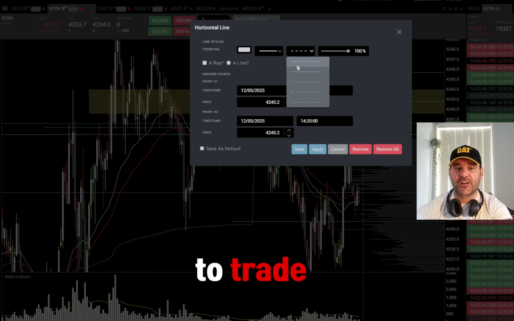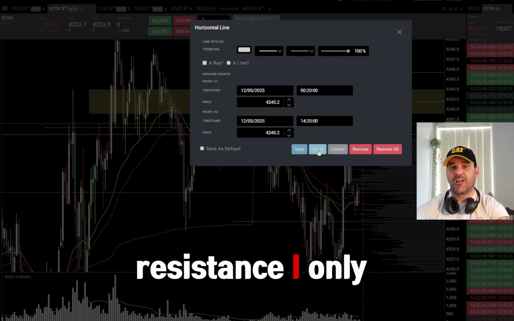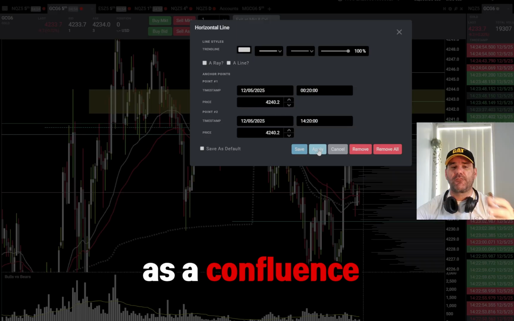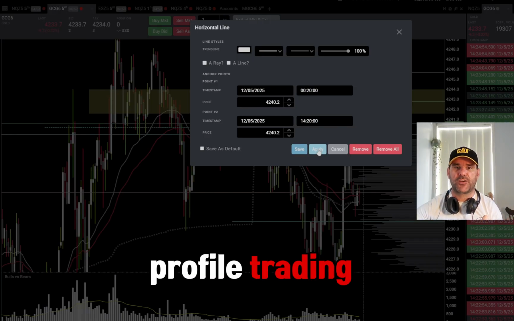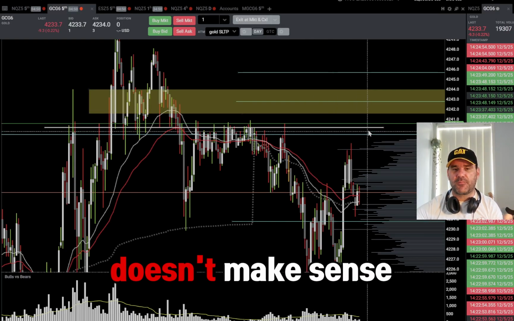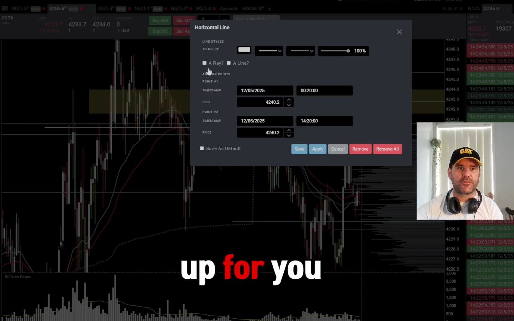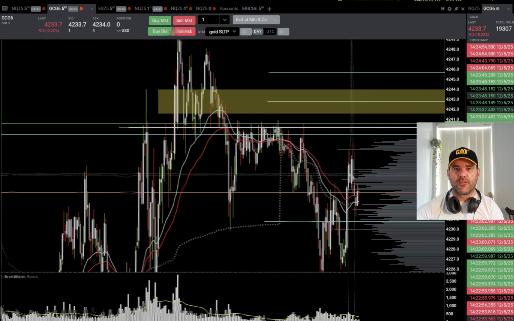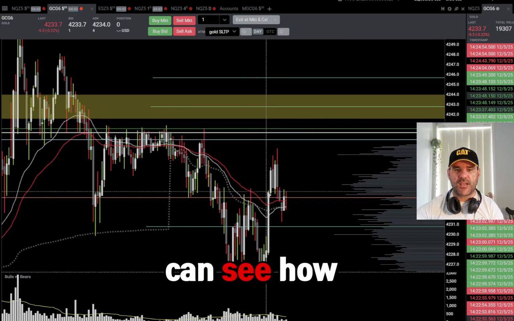I don't tend to trade support and resistance. I only trade it if it's a confluence towards my volume profile trading. Again, if that doesn't make sense, let me know and I'll try to clear it up for you. Make it a ray. And then you can see how it goes from there.